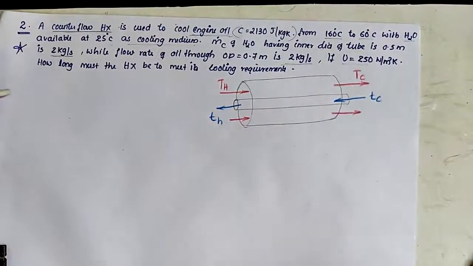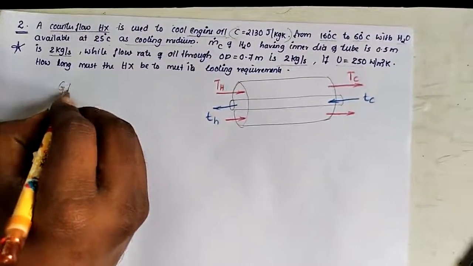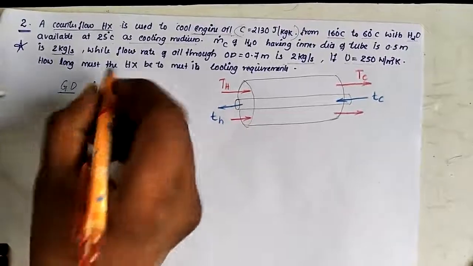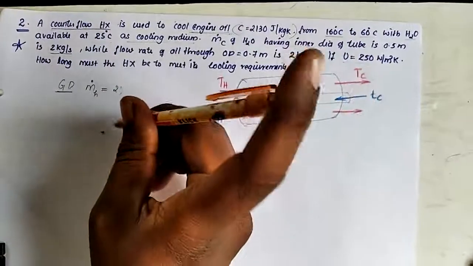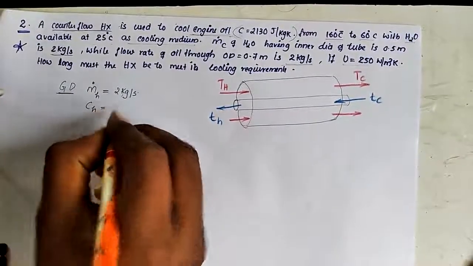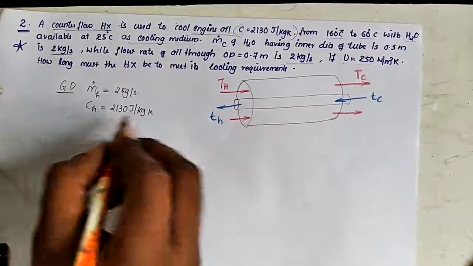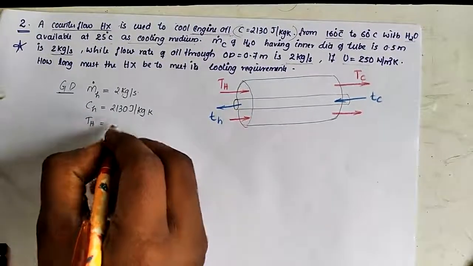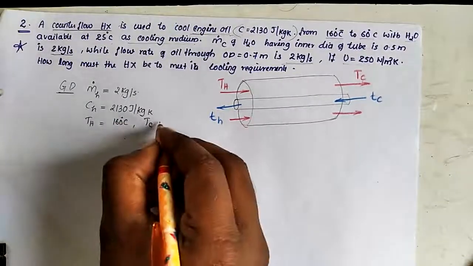Now we go to the given data. The mass flow rate of the hot fluid, m dot h, is 2 kilograms per second, and the specific heat of the hot fluid is 2130. If it is given in the question, it is good; otherwise we need to take it from the data book. The inlet temperature of the hot fluid, capital TH, is 160 degrees Celsius, and the outlet temperature of the hot fluid is 60 degrees Celsius.